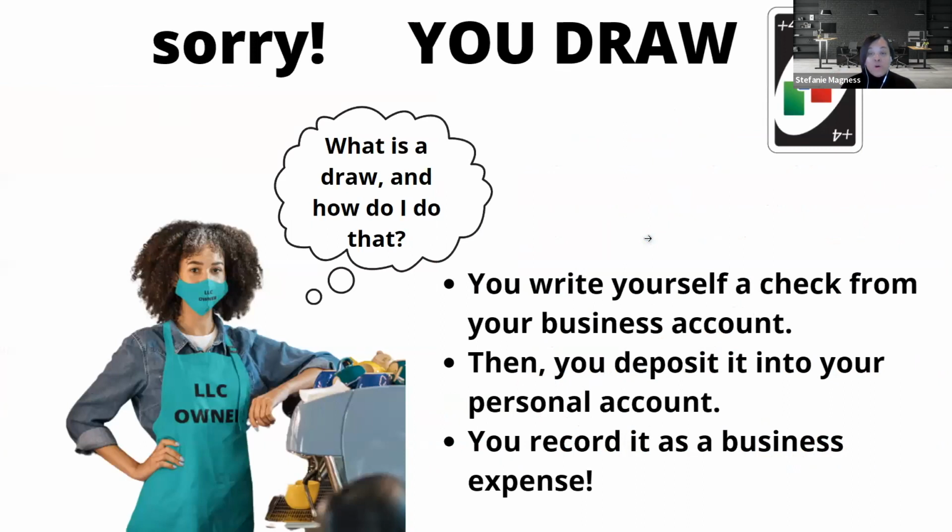So how does it work? You write yourself a check from your business account, then you deposit it into your personal account, and you record it as a business expense. It's that simple. Whatever you want to call it on your chart of accounts, you can call it an owner's draw, you can call it an expense account for the owner. The IRS doesn't care. This is kind of how you do it.